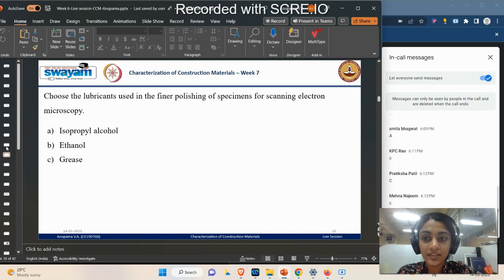Choose the lubricants used in the finer polishing of specimens for scanning electron microscopy. We need lubricants while polishing the specimens. What is used as a lubricant in the final polishing? The last question was what is used basically for polishing. That was diamond spray. Now, what is a lubricant used there? Is it isopropyl alcohol, ethanol, or grease?